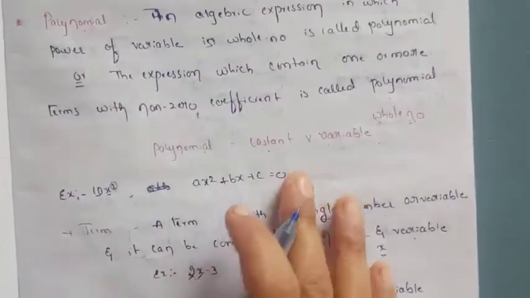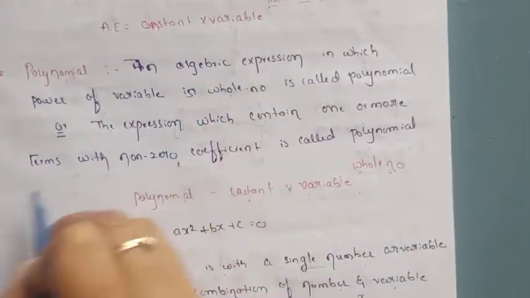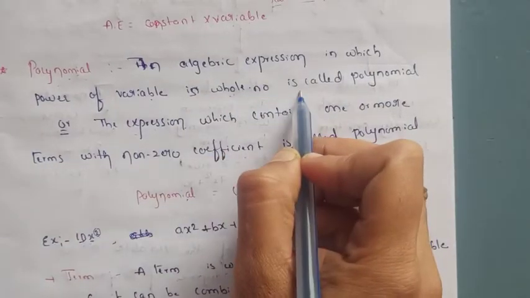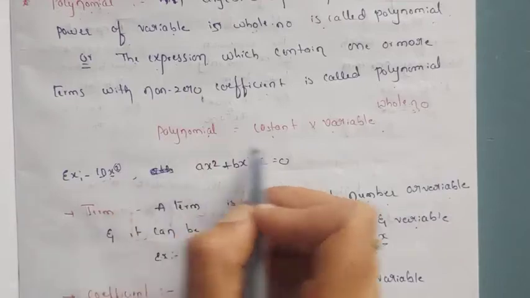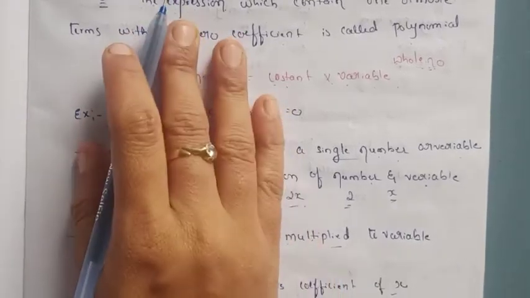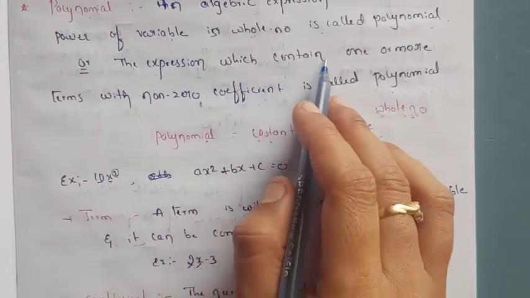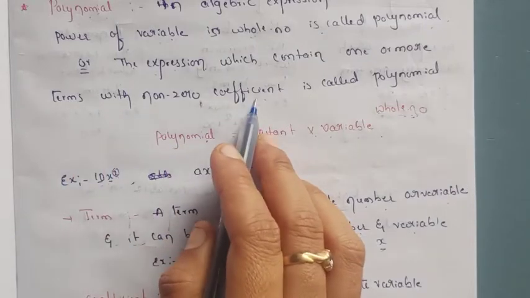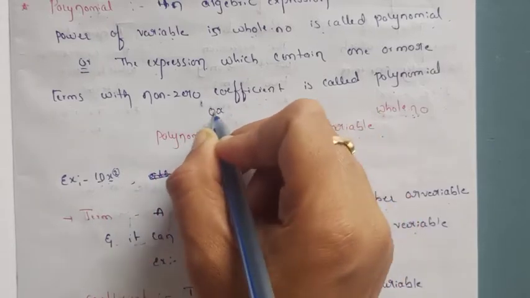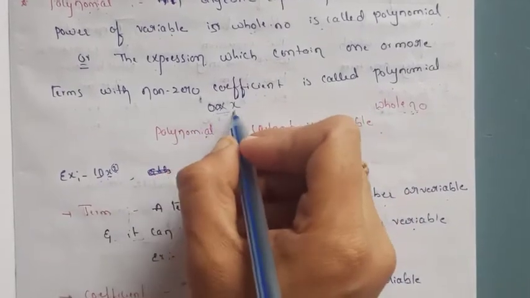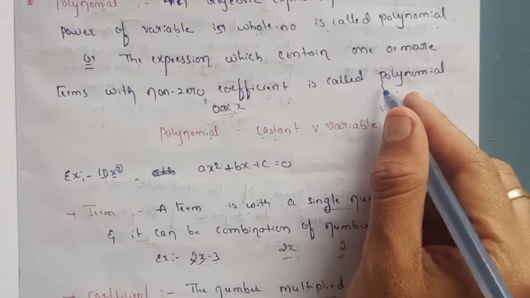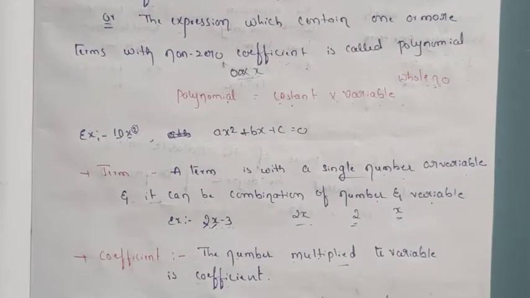This is about polynomial. What do you mean by polynomial? An algebraic expression in which the power of a variable is a whole number is called a polynomial. The formula for polynomial: constant into variable to the power of a whole number. And another definition for polynomial: the expression which contains one or more terms with a non-zero coefficient. Non-zero coefficient means there is no 0 into x. It should not be there, non-zero. So it is called non-zero coefficient, and this definition is about polynomial.